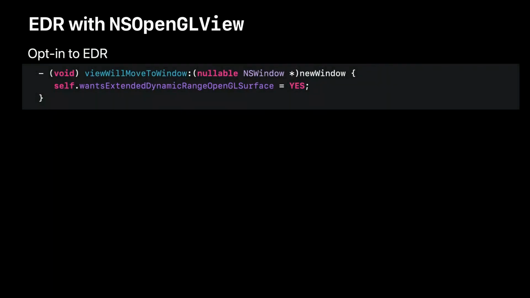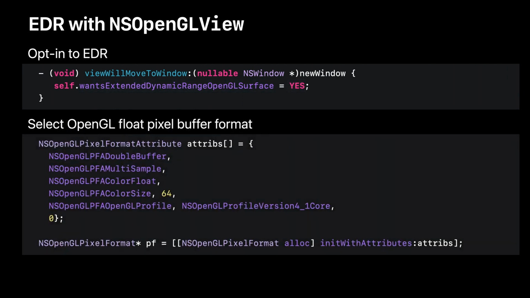Setting an extended range color space is not required, as NSOpenGLView is not automatically color managed. First, opt into EDR by setting the NSOpenGLView's wantsExtendedDynamicRangeOpenGLSurface attribute to yes. Second, set the pixel buffer format to NSOpenGLPFAColorFloat with color size 64. Finally, draw EDR values into the OpenGL view, run your modified application, and enjoy the results.